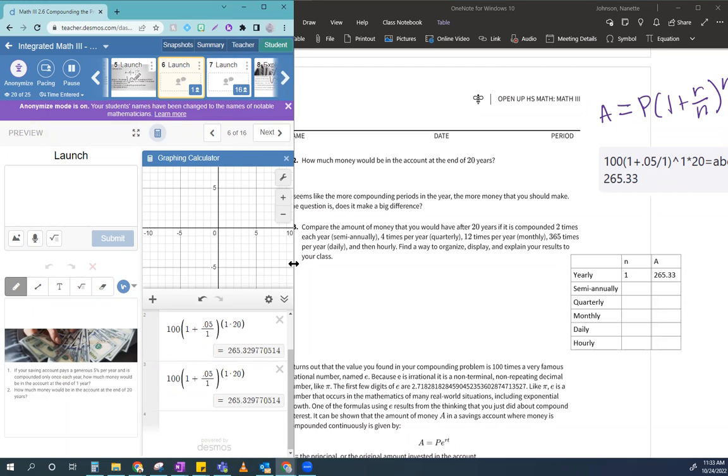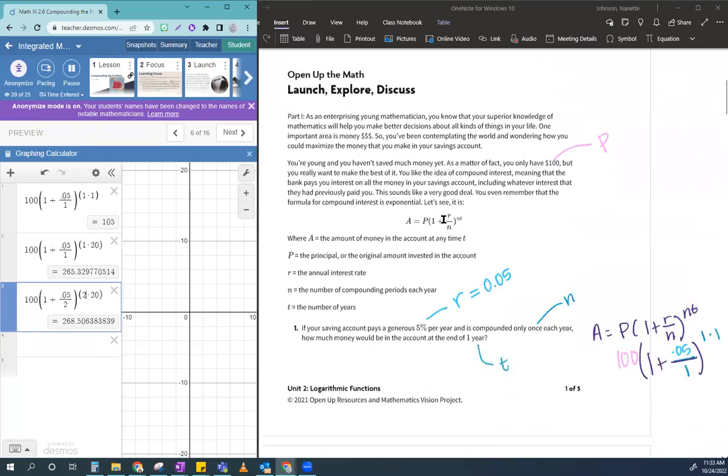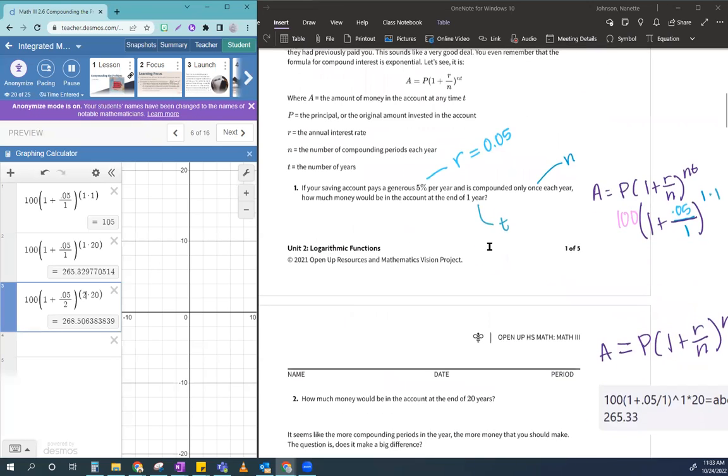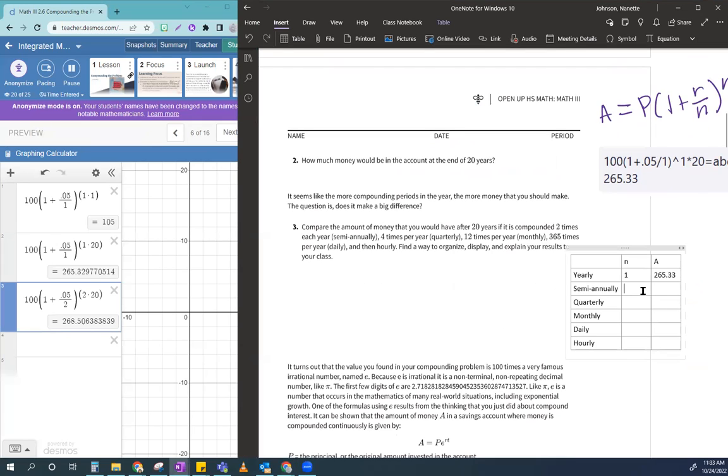Okay. So here, semi-annually, let me scooch you over. Okay, good. So here, I want to change my N. It's still 20, still 0.05, still 100. But now my N changes to 2 here and to 2 here, right? Because your N shows up twice, down here and up here. I'm just going to fill out this little chart, and this right here is $268.51. So you're like, Ms. Johnson, it's $3, not a big deal.